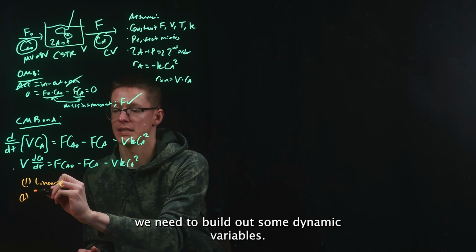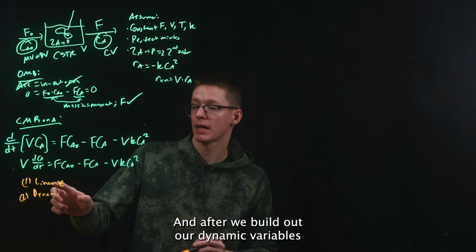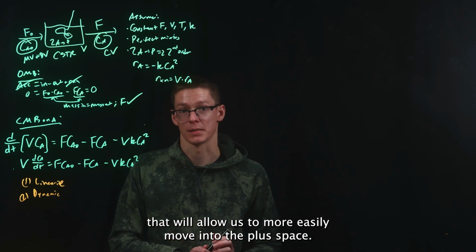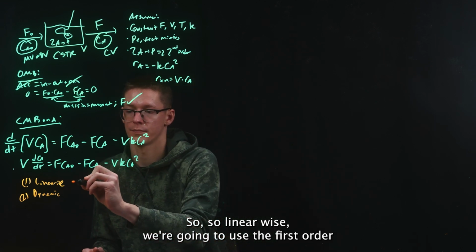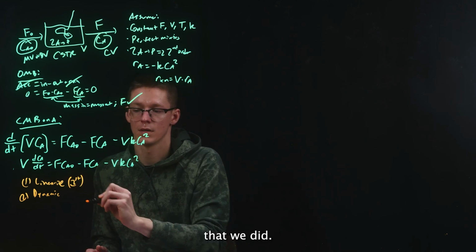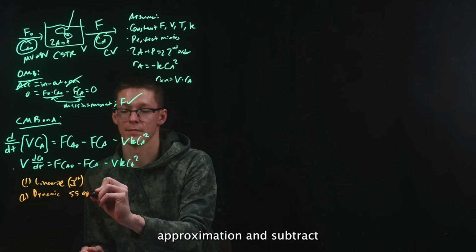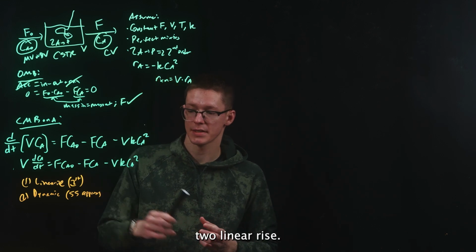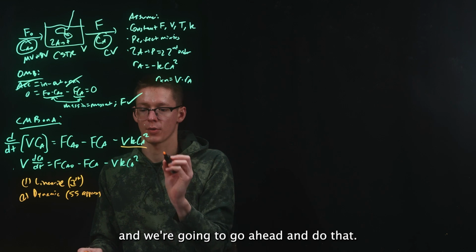And then we need to build out some dynamic variables. After we build out our dynamic variables, that will allow us to more easily move into the Laplace space. So to linearize, we're going to use the first order that we did. The dynamic variables means we need to take the steady state approximation and subtract. To linearize, we are going to take this expression in term, and we're going to go ahead and do that.